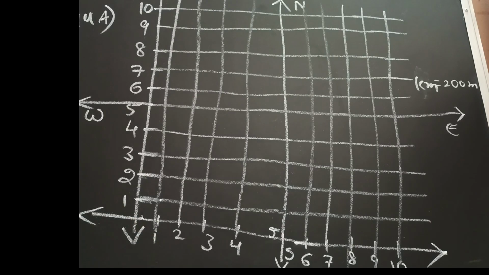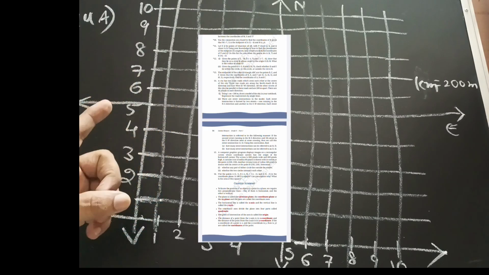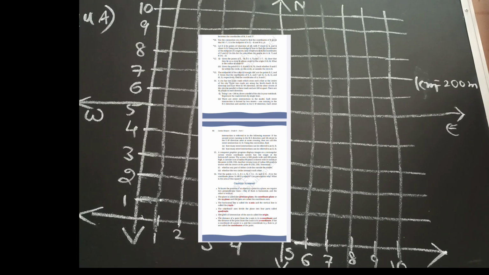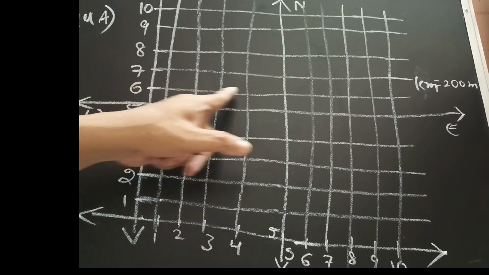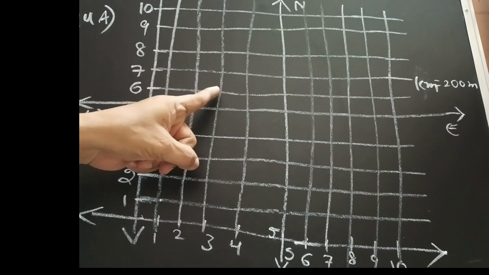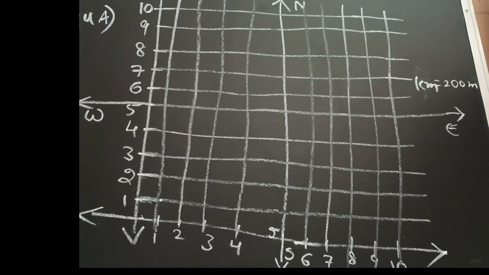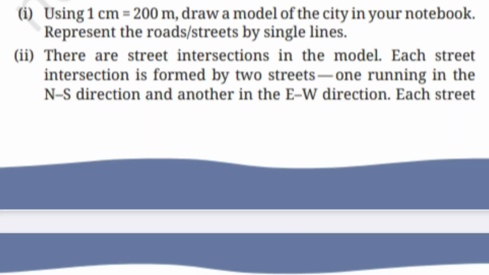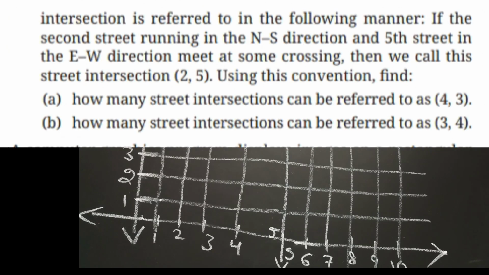Coming to the second question. In the second question, there are street intersections in the model. So here you can observe this is sixth street and this third street, both are intersecting here. One running in north-south direction and another in east-west direction. Each street intersection is referred to in the following manner. So how are these intersecting?